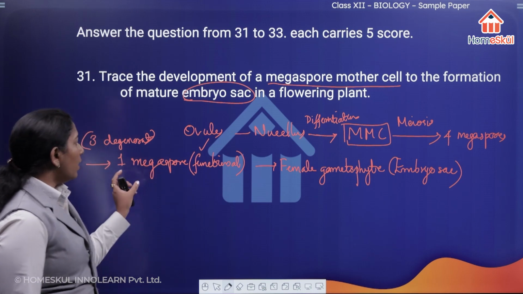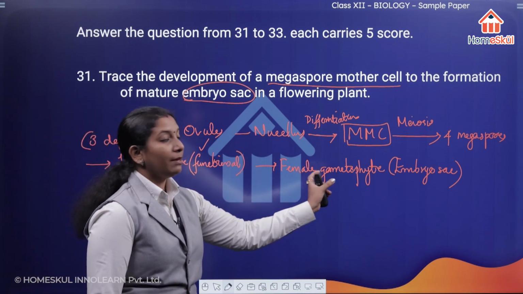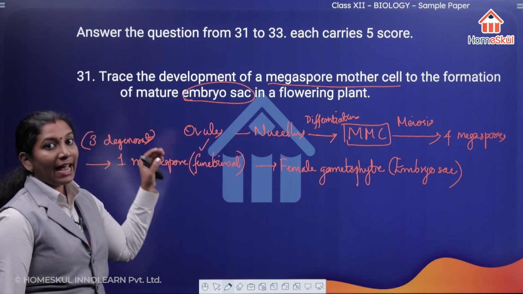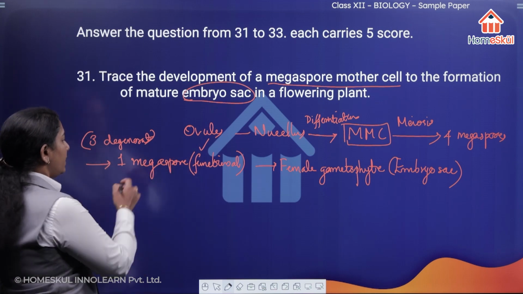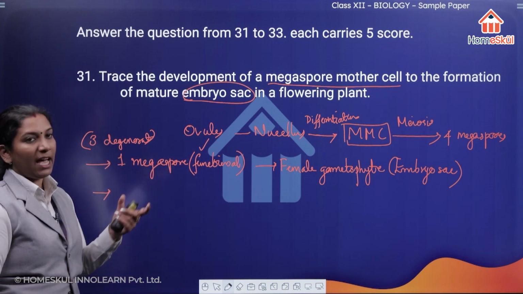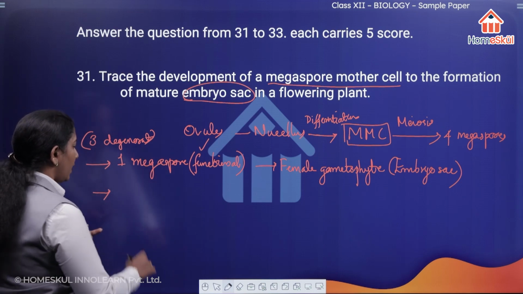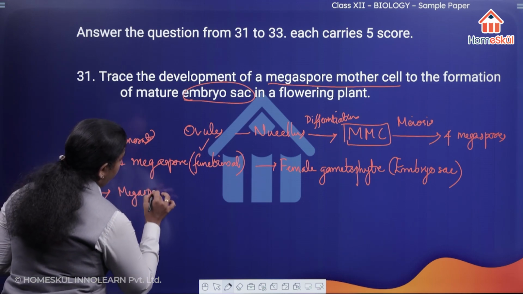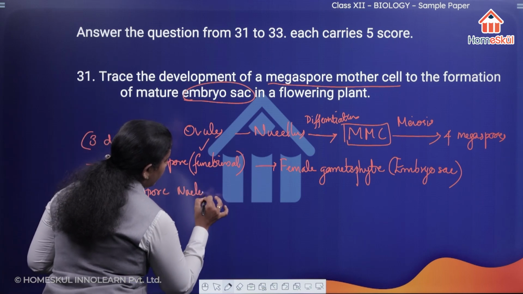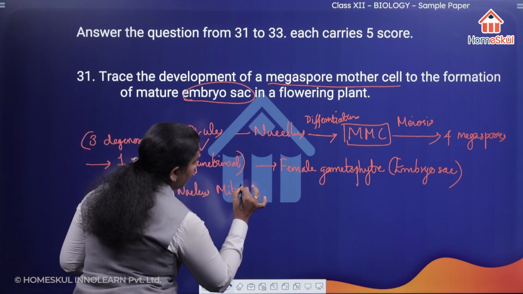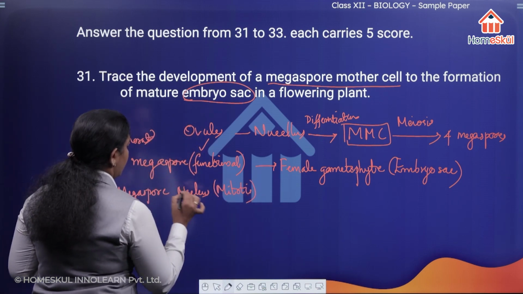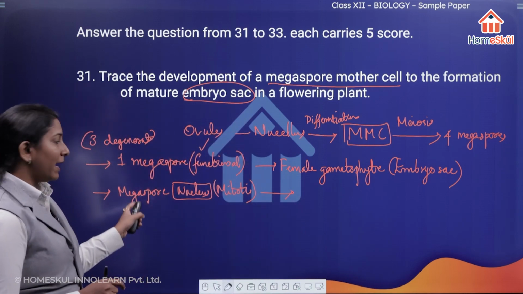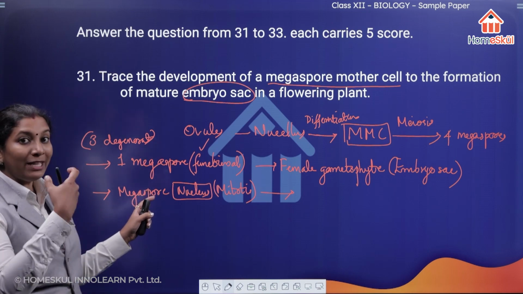Now the functional megaspore forms the female gametophyte. This functional megaspore will have a single nucleus inside it, and in the next stage, the nucleus of the functional megaspore undergoes mitotic division, mitosis. After the mitotic division of the nucleus of the functional megaspore, it will form two nuclei inside it.